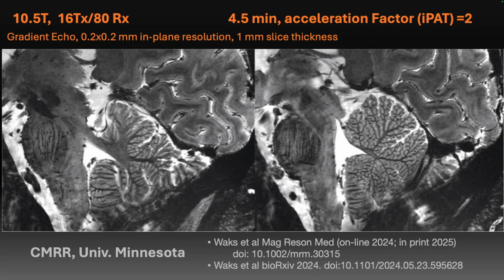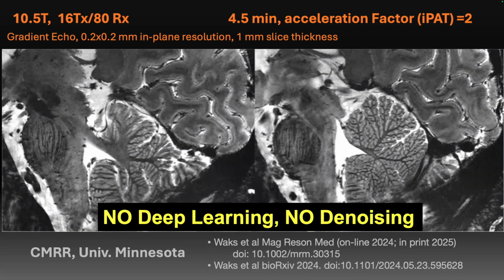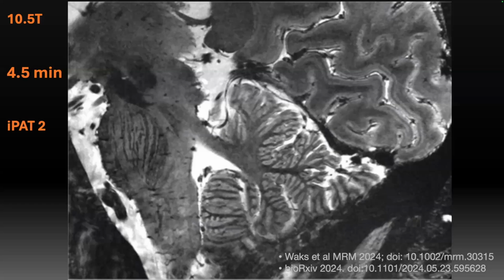These are sagittal slices, and there is no deep learning, by the way, no denoising here. I want to mention that because, of course, today deep learning is used a lot, and it also generates very pretty looking images, but these are without it, and these are high resolution, 0.2 by 0.2 in plane, 1 millimeter.